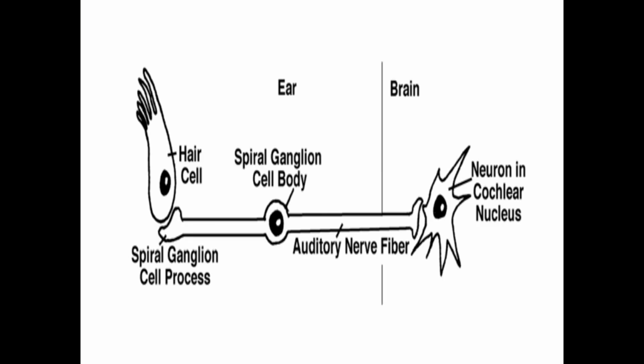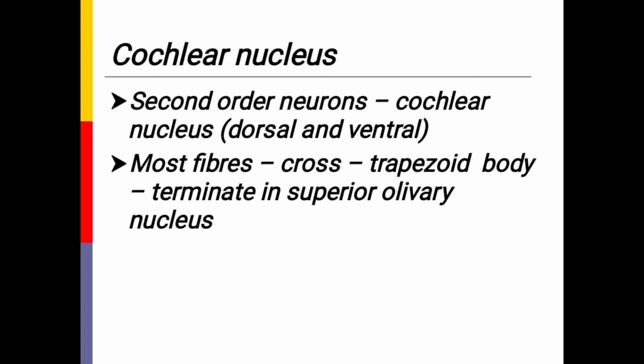So in this picture you can see a cochlear nerve. It is a bipolar neuron with its cell body located in the spiral ganglion, and the dendritic process innervates the hair cells, whereas the axon continues as the auditory nerve fiber, which is going to end on the cochlear nucleus present in the medulla. Second order neurons have their cell bodies in the cochlear nuclei.